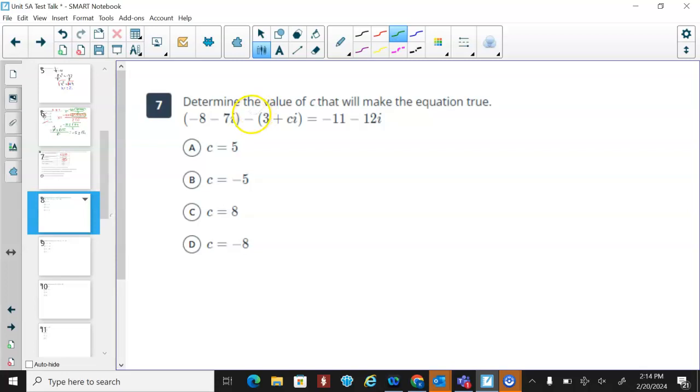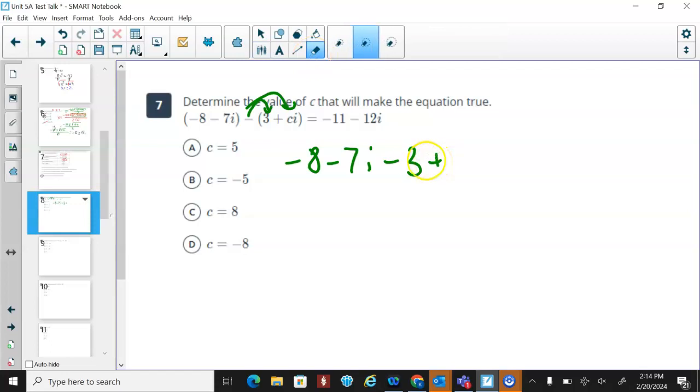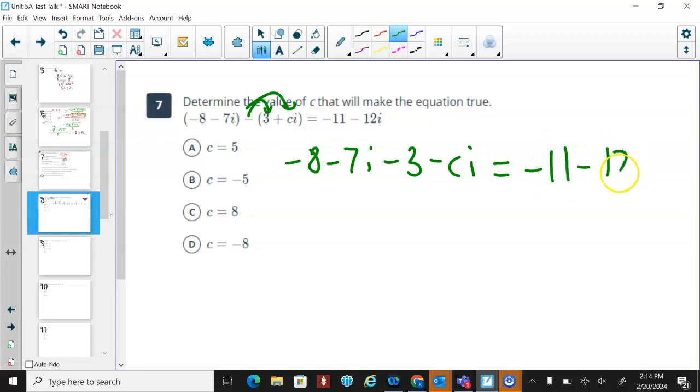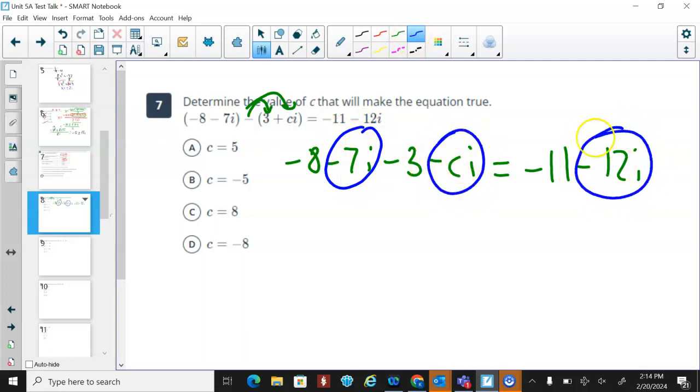Now, what I will do is make sure that I distribute the negative first before I do anything else. So -8 minus 7i minus 3 minus ci equals -11 minus 12i. Now I'm going to use only the i parts because that's all I'm really solving for. I'm only going to use the i parts to set them equal to each other. So I get -7i minus ci equals -12i.